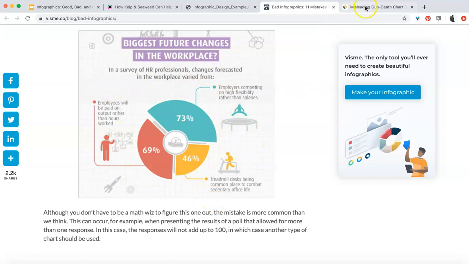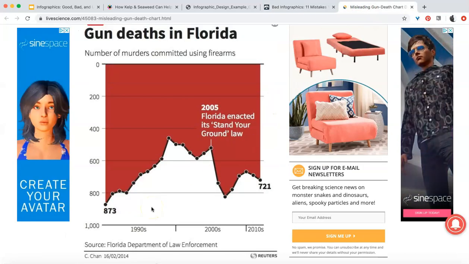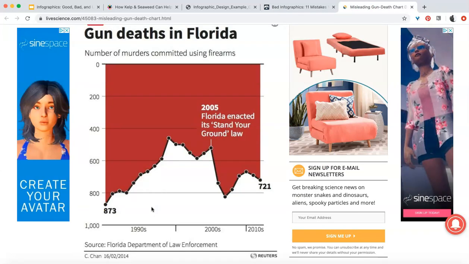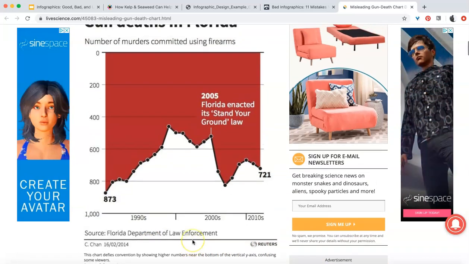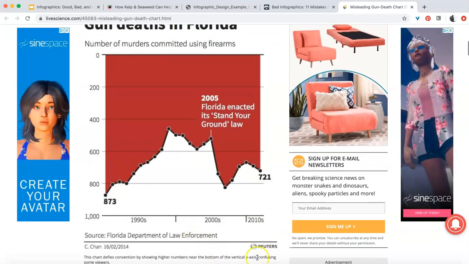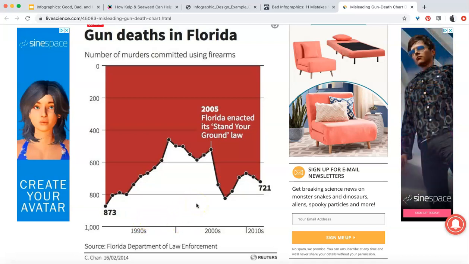This is a really famous example of a poor infographic. Information came from the Florida Department of Law Enforcement. I believe it was originally presented by Reuters, this particular chart. Reuters is a news organization. I think they were just trying to be unconventional in the way that they presented information by flipping it, 0 at the top to 1000 at the bottom.